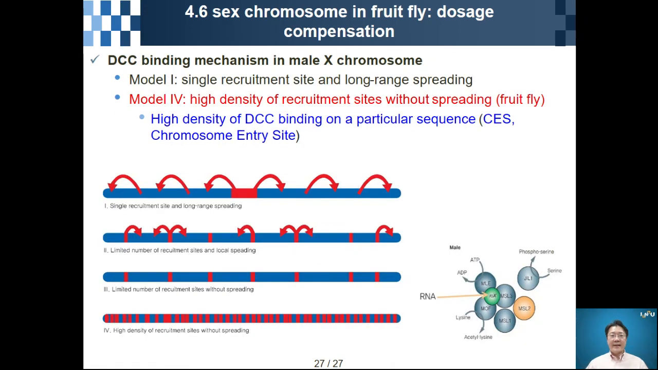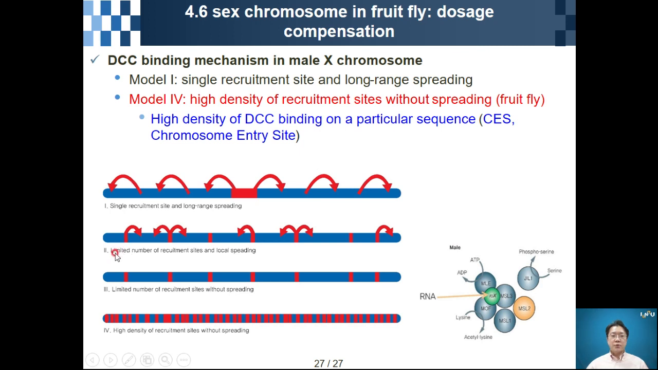In this slide, I will explain the DCC binding mechanism in the male X chromosome. There are 4 different models. Model 1 is that the DCC complex binds to one region, and after that it will induce long-range spreading. So this is the X chromosome: one binding, and then long-range spreading.